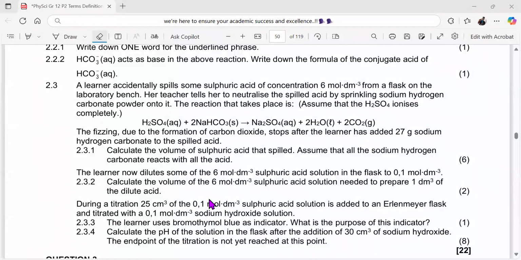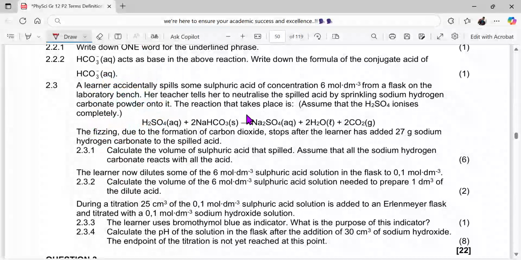So let's talk. Now here they say, during a titration, 25 cubic centimeters of the 0.1 mole per cubic decimeter sulfuric acid solution is added in an Erlenmeyer flask and titrated with a 0.1 mole per cubic decimeter solution of sodium hydroxide.